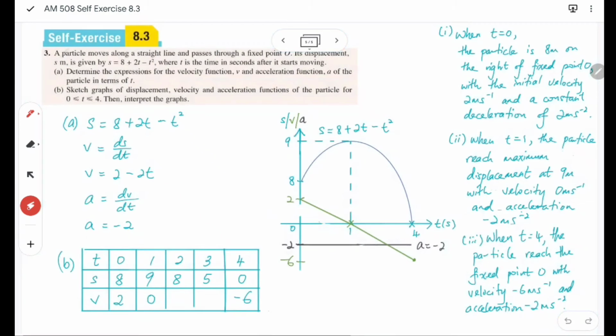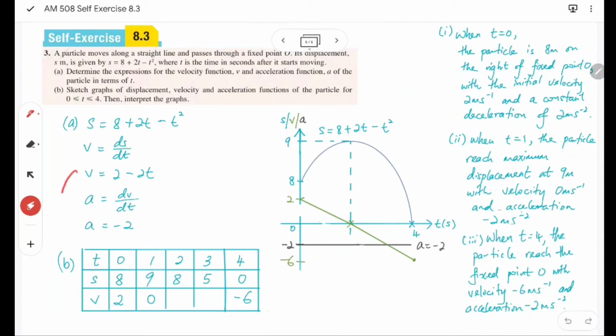Number 3. A particle moves along a straight line and passes through a fixed point O. Its displacement in meters is given by S equals 8 plus 2t minus t squared, where t is the time in seconds when it starts moving. A, determine the expression for the velocity function V and the acceleration function A for the particle in terms of t. So from the displacement function to get the velocity function, we do the first derivative and we get 2 minus 2t.